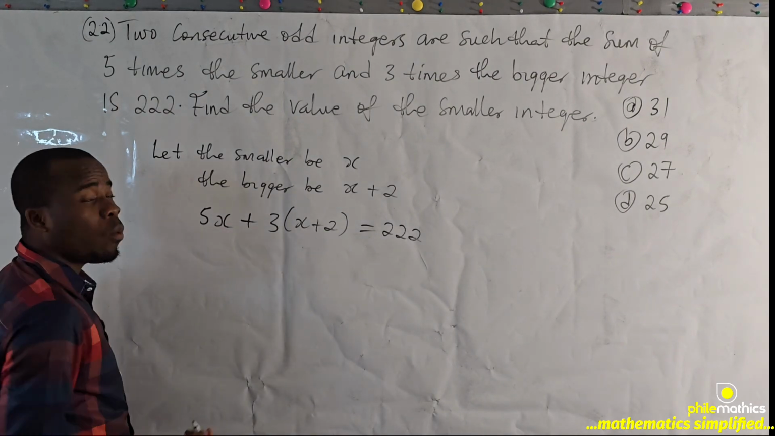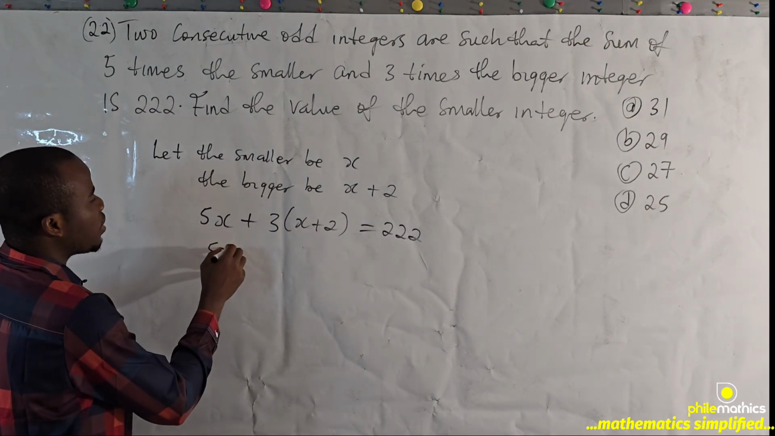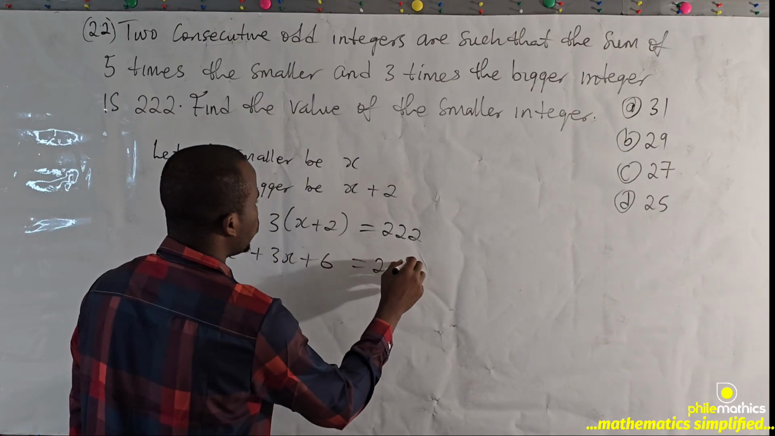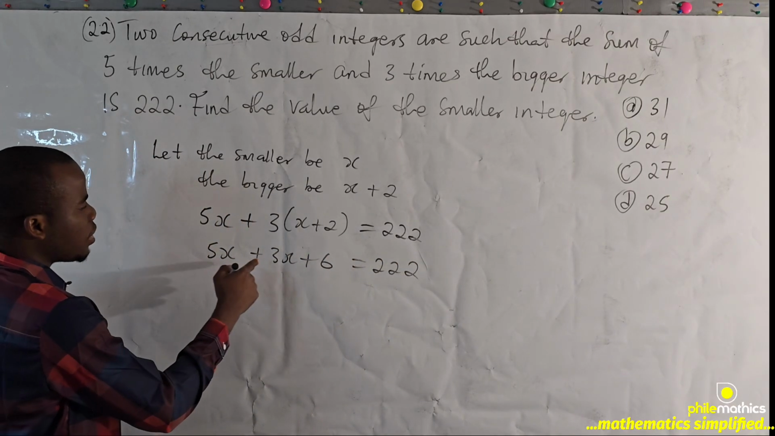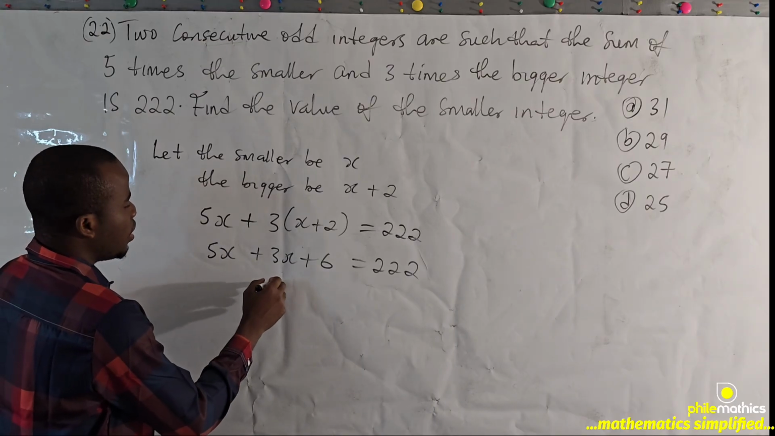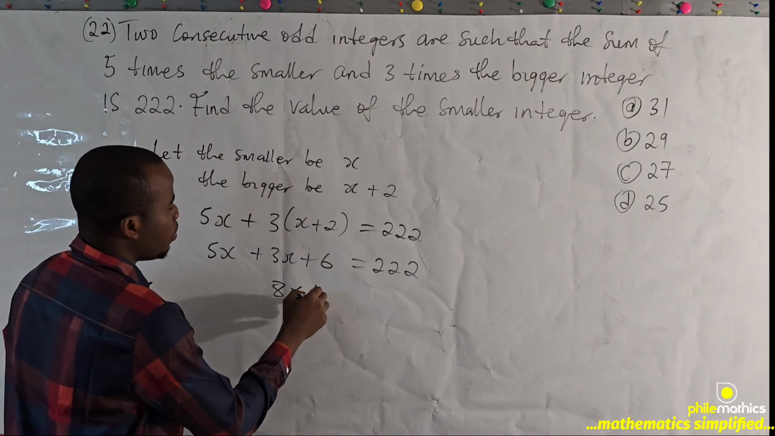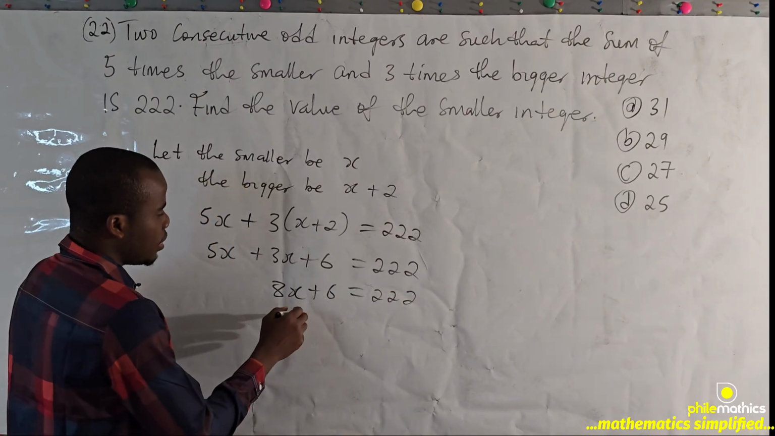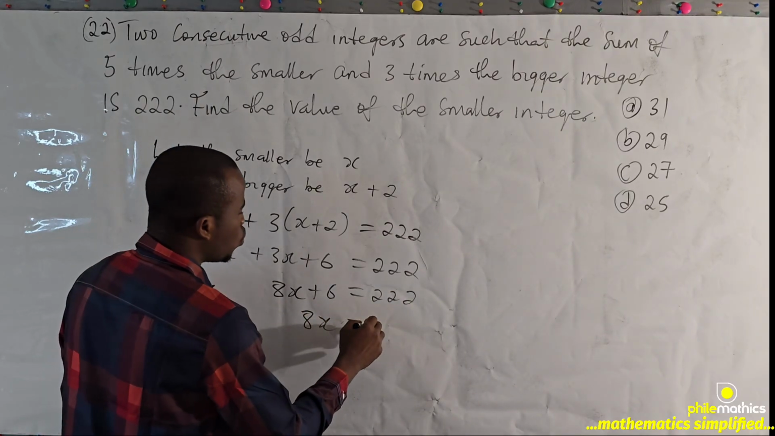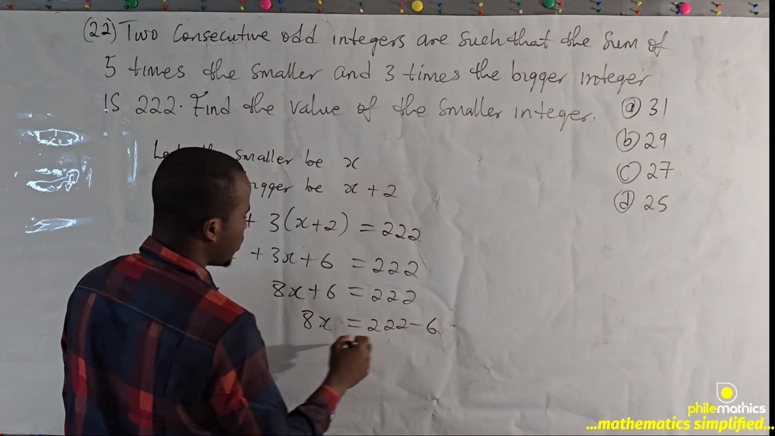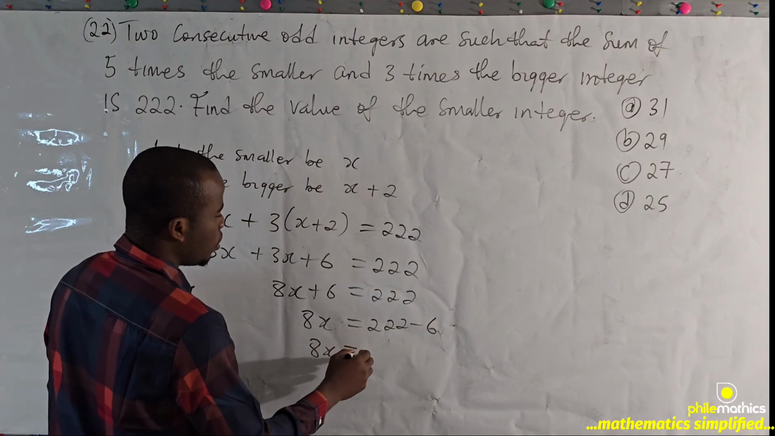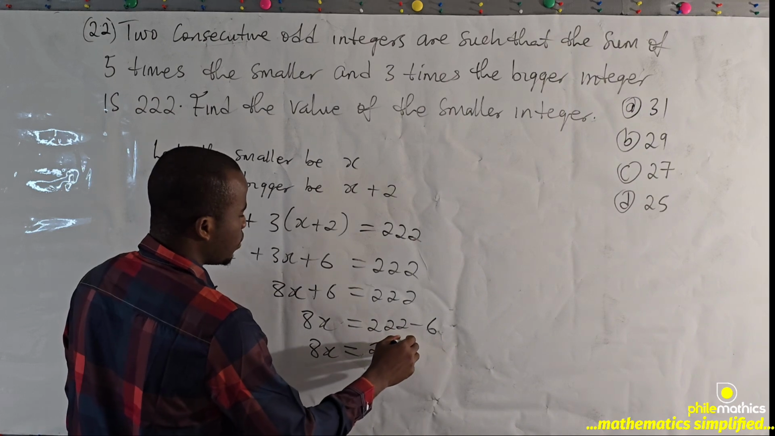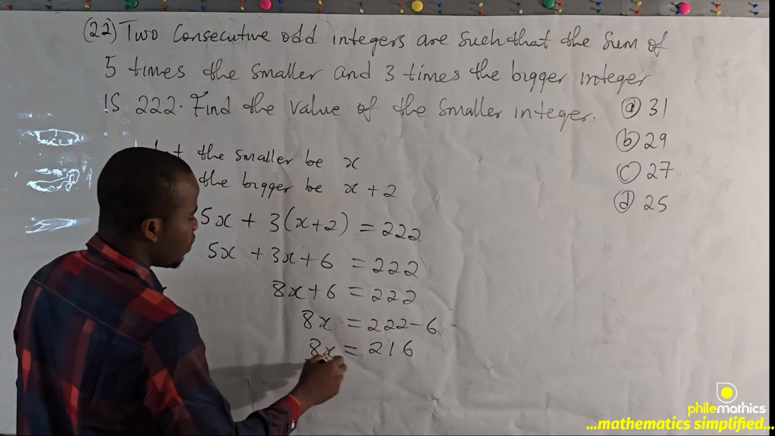So we are simply finding what x is. This is 5x plus 3x plus 6 equals 222. 5x plus 3x is 8x plus 6 equals 222. Subtract 6 from both sides. 8x will be 222 minus 6, which will be 216. So I can divide both sides by 8.